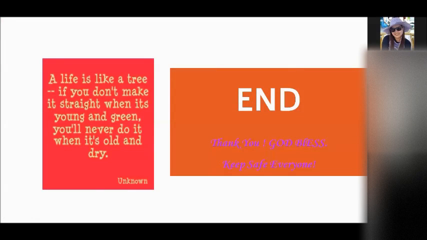So it means as a tree, a life is like a tree. If you don't make it straight when it's young and green, you'll never do it when it's old.